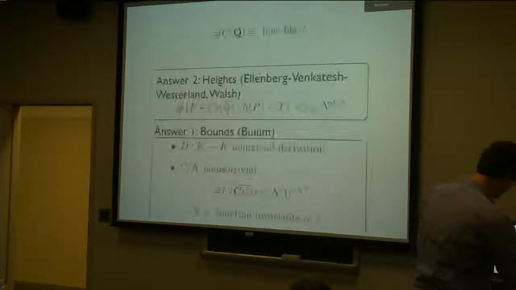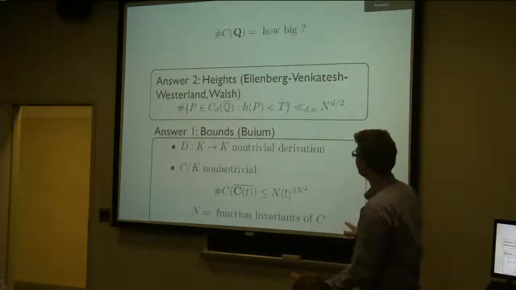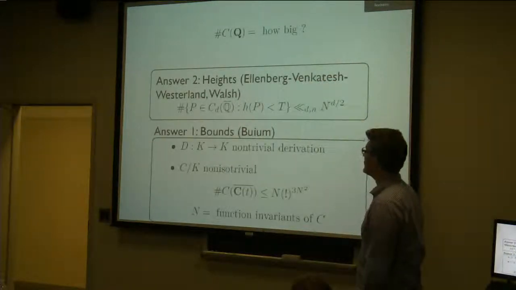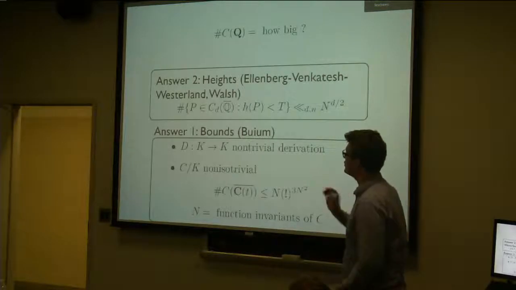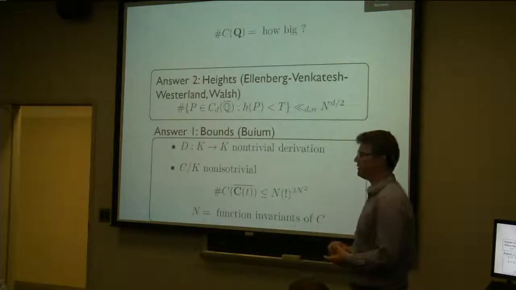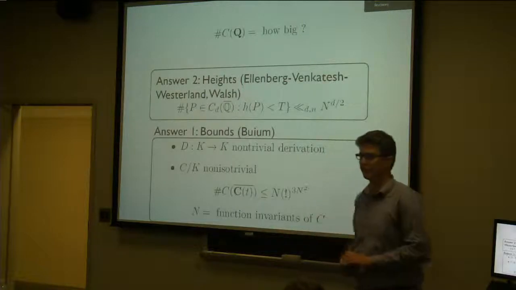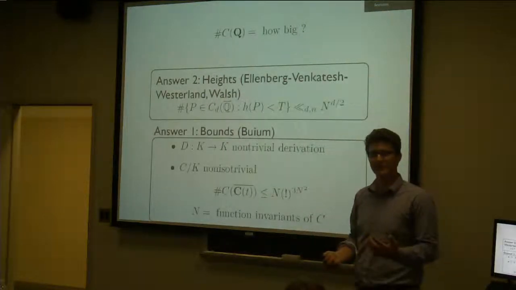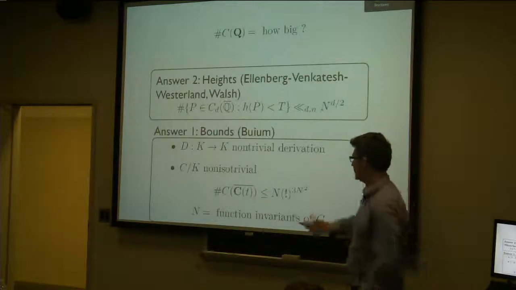So my animation now would have slid that up to the top, but it's not there. Okay, so there are kind of two answers. I should have put a bunch of other people here other than Bombieri, but there are kind of two answers that you can have, right? One answer to how many rational points there are could be in terms of height estimates. The other type of answer that you could get would be from an actual bound.